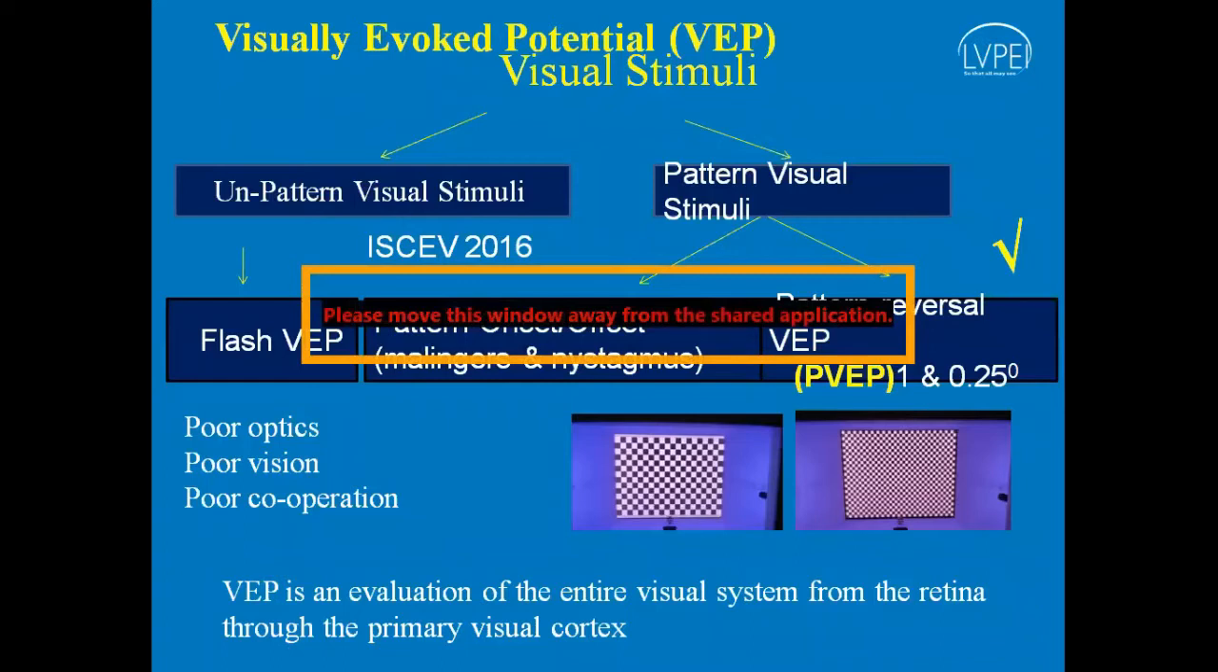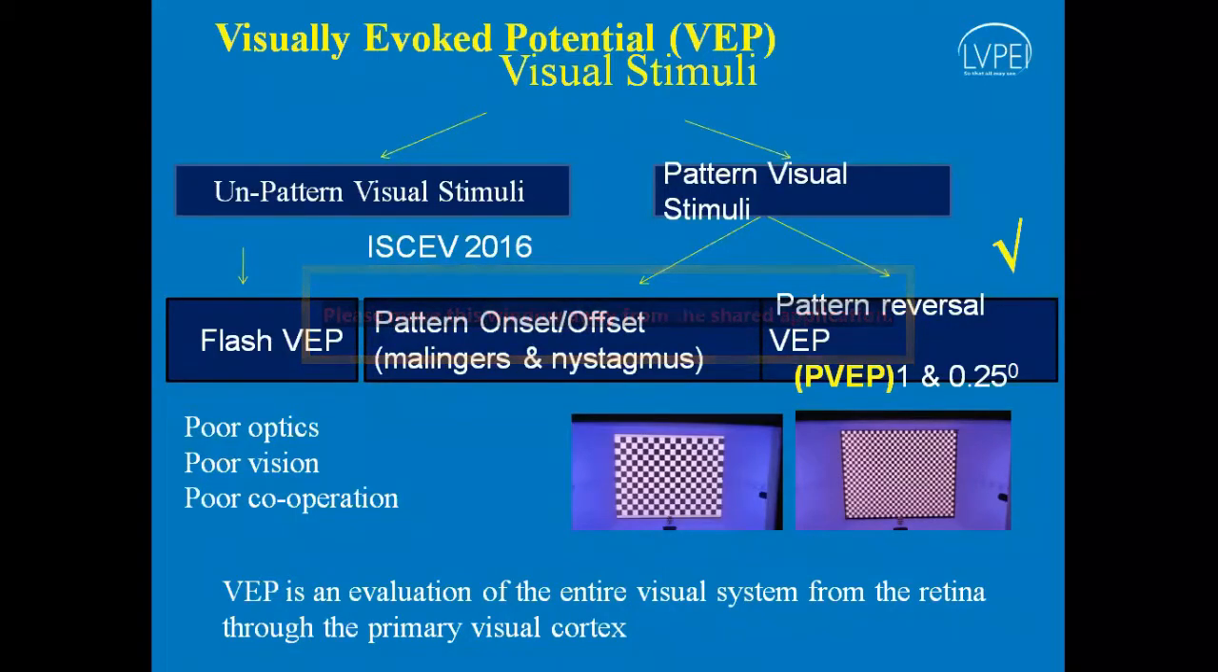So the ISCEV, International Society for Clinical Electrophysiology of Vision, are a group of specialists who have recommended what should be the standards and protocols for all these tests, so that they become interpretable and the comparison becomes easy. The ISCEV recommends basically 3 tests.